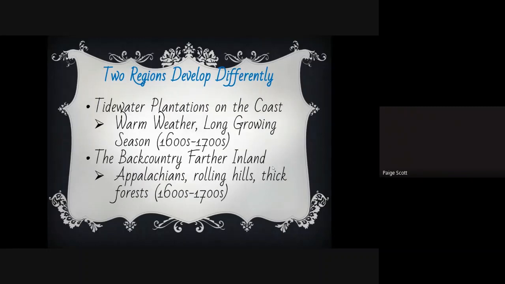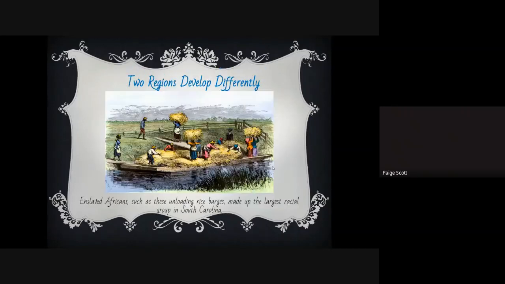In this section, we will talk about the tidewater plantations on the coast, where there was warm weather and long growing seasons. And we'll also talk about the backcountry further inland, where we will see the Appalachian Mountains, rolling hills, and thick forests. Both of these regions, we will be talking about from the 1600s to the 1700s with their development. In this picture, you will see enslaved Africans unloading rice barges.